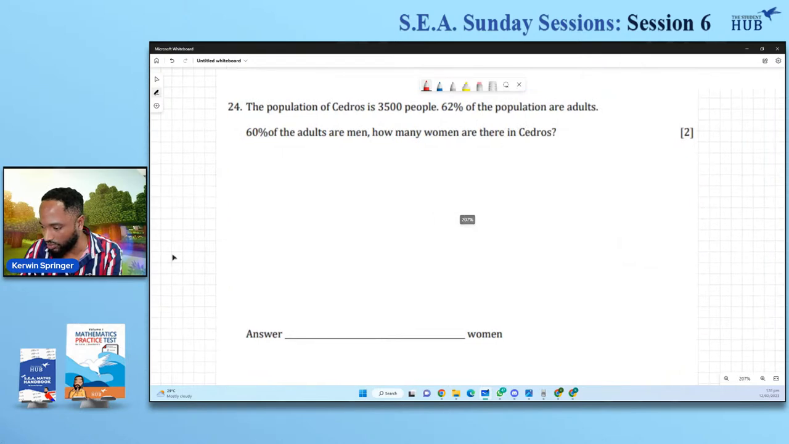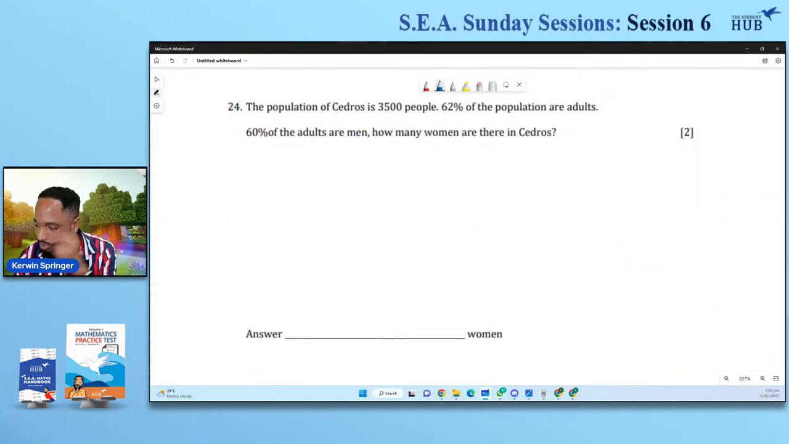The population of Cedrus is 3,500 people. 62% of the population are adults. 60% of the adults are men. How many women are there in Cedrus? Oh gosh, there are more men than women in Cedrus.